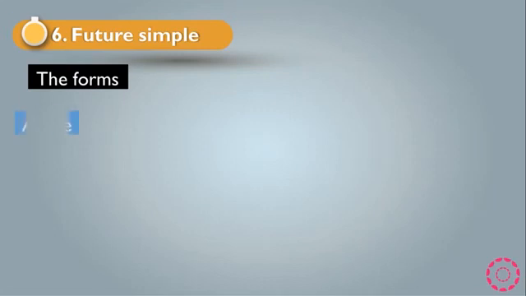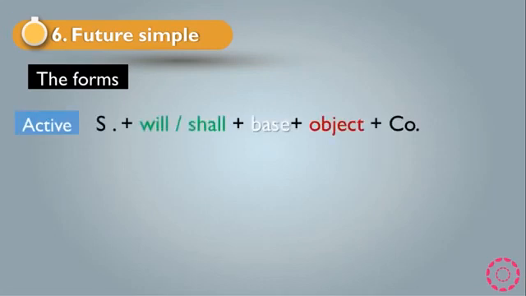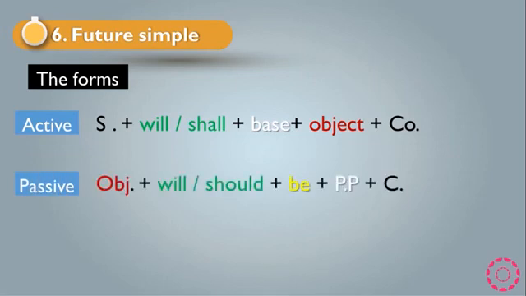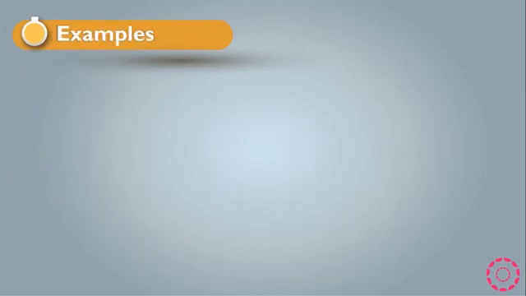The sixth sentence we have is future simple. The form of future simple is subject plus will or shall plus base plus object plus complement. This is the active rule of future simple. And the passive form is object plus will or should plus be plus past participle plus complement. Let's see examples.